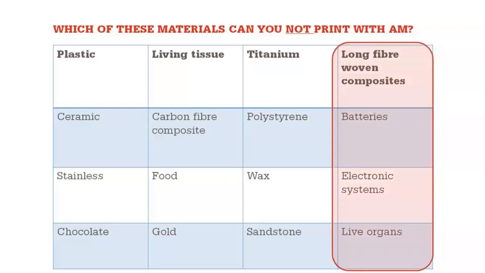As it stands, as far as I'm aware, off that list, these are the ones we can't currently print in 3D printing. And the reasons are they're a little bit too complex. Long fiber woven composites are a little bit complex to get the shape from. Batteries and electronic systems have concepts in them that are a little bit tricky. We can print living tissue to an extent, but we can't print live organs. So pretty much anything these days you want to print with 3D printers can be printed as long as they're not too complex.